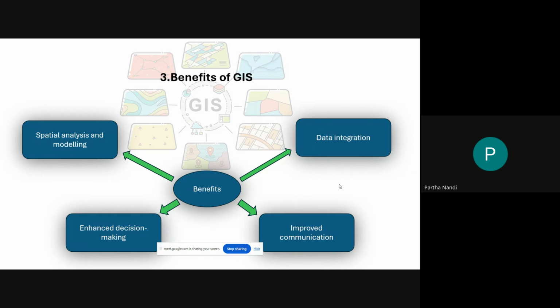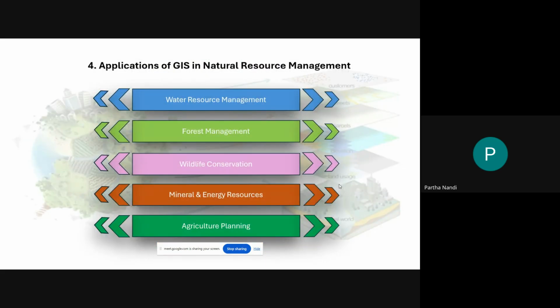Next is input communication. The visual nature of GIS makes it an excellent tool for communicating complex environmental issues to stakeholders. The public and government officials can forecast all the problems with the help of GIS and remote sensing. So now we will discuss applications of GIS in natural resource management. Some applications we will discuss.